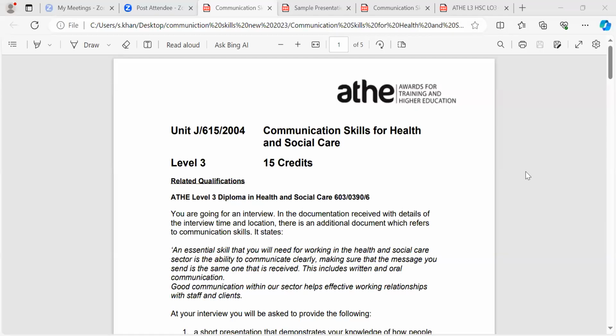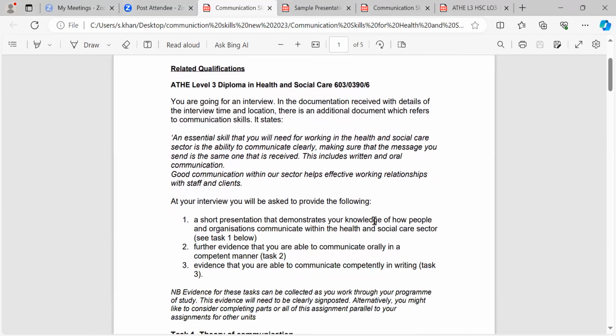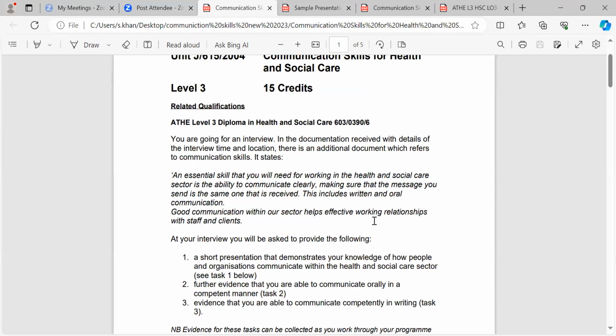Sample assignment. So this is the assignment for this communication skills for health and social care unit. You have 2 weeks to do this assignment after everything in the unit has finished, okay? You need to follow the requirements: make sure you put your name on the front of the assignment cover with the unit name, and each time you do a task, make sure you put that as a heading, okay? And you need to be using the Harvard system for referencing. The related qualification is the ATHE level 3 diploma in health and social care.